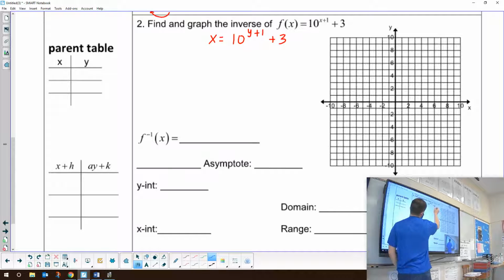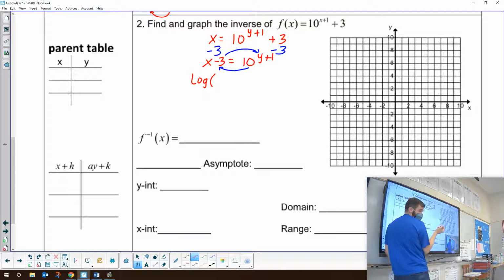So we can start off by moving things over to x, so I can minus 3 from both sides. That's going to give me x minus 3 equals 10 to the y plus 1. Then we're going to rewrite it as a logarithm. We're going to go log base 10 of x minus 3 equals y plus 1. And I don't have to write the base 10. We don't have to write that. So we're going to go log of x minus 3 equals y plus 1.